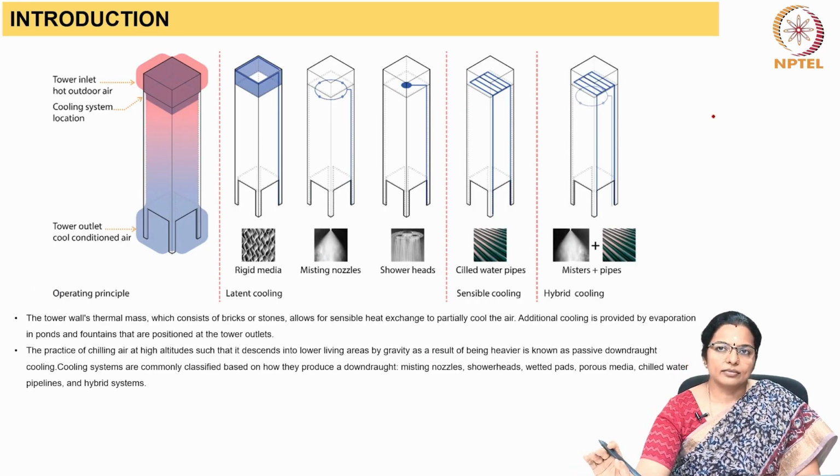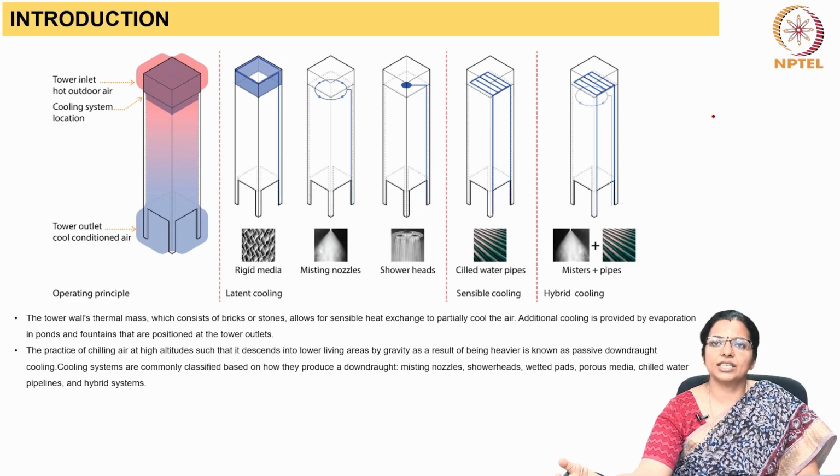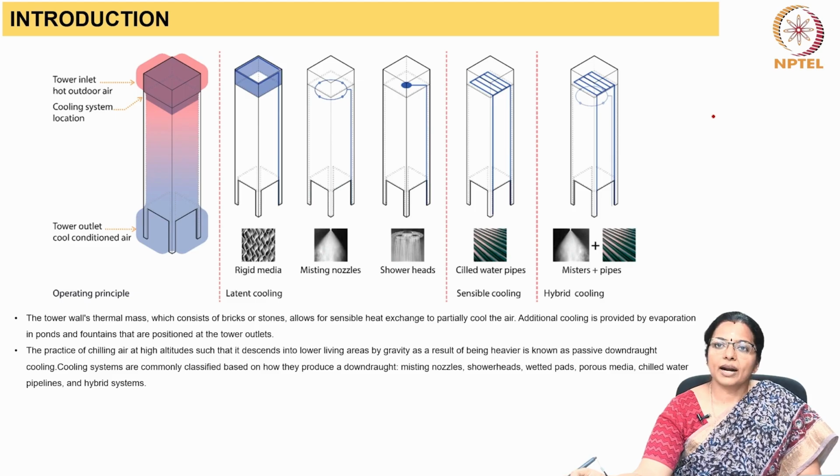So, the tower walls' thermal mass, which consists of bricks or stones, allows for sensible heat exchange to partially cool the air. Additional cooling is provided by evaporation in ponds and fountains that are positioned at the outlets of the tower. The practice of chilling air at high altitudes such that it descends down to a lower area by gravity because it is heavy is known as passive downdraft cooling.